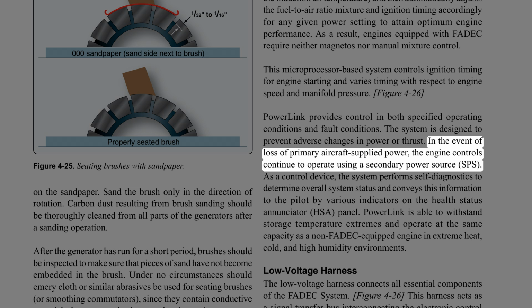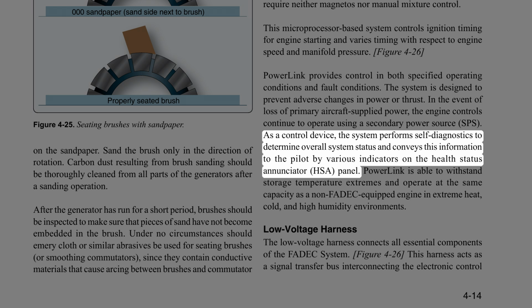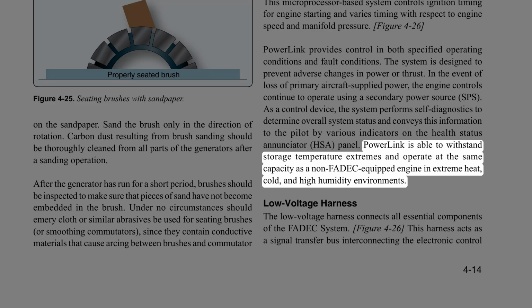In the event of loss of primary aircraft supplied power, the engine controls continue to operate using a secondary power source, SPS. As a control device, the system performs self-diagnostics to determine overall system status and conveys this information to the pilot by various indicators on the Health Status Annunciator, HSA, panel. PowerLink is able to withstand storage temperature extremes and operate at the same capacity as a non-FADEC-equipped engine in extreme heat, cold, and high humidity environments.